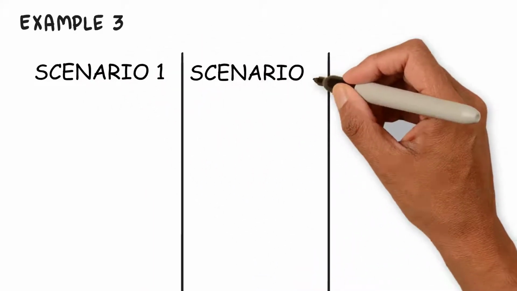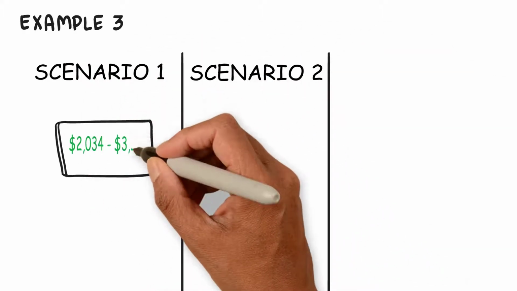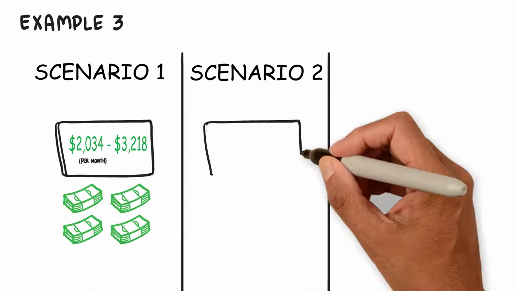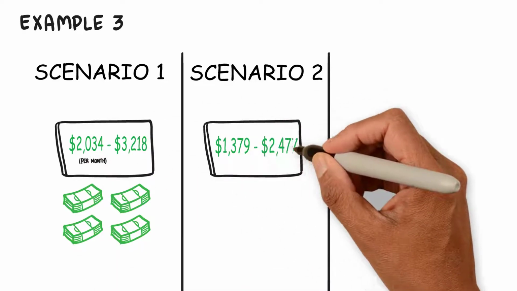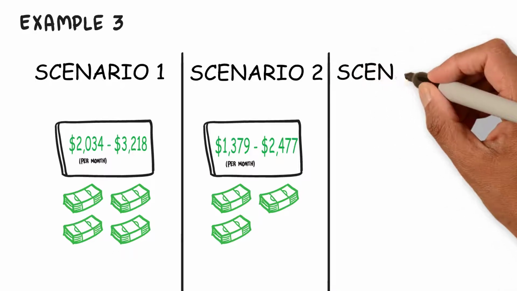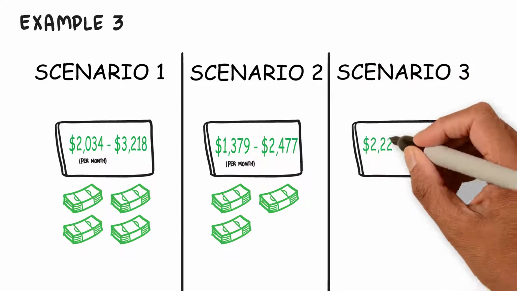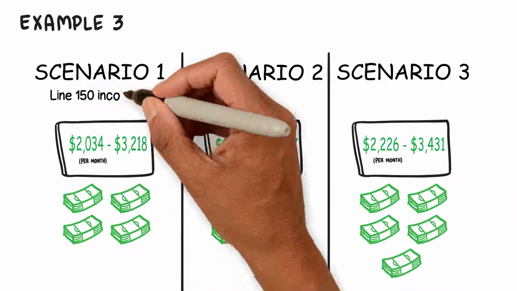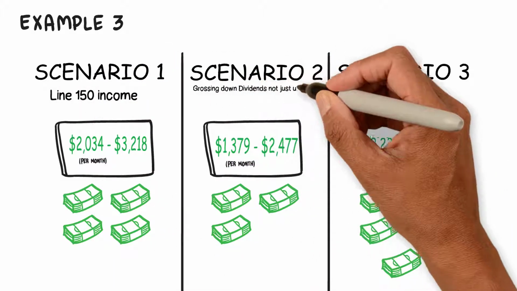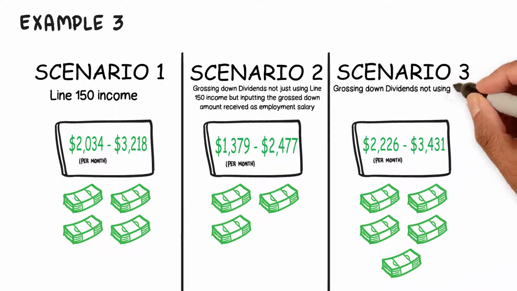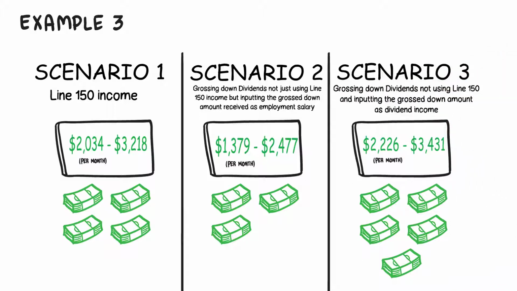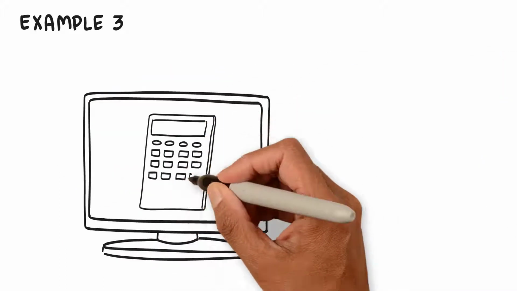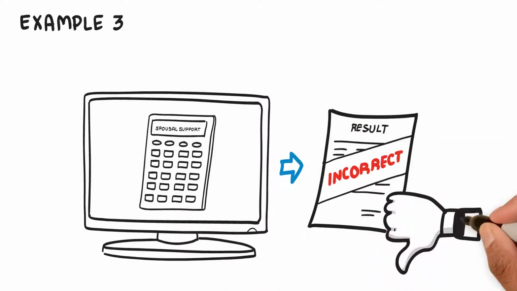This is a difference of paying spousal support in the amount of $2,034 to $3,218 in Scenario 1, $1,379 to $2,477 in Scenario 2, and $2,226 to $3,431 in Scenario 3. Online calculators are not reliable in providing accurate calculations for support.